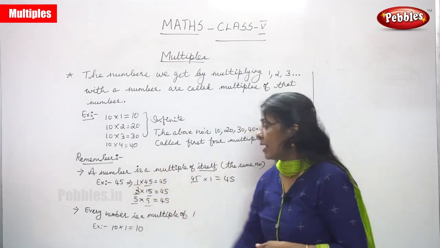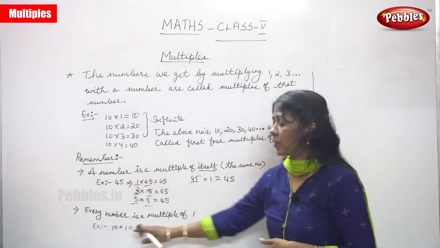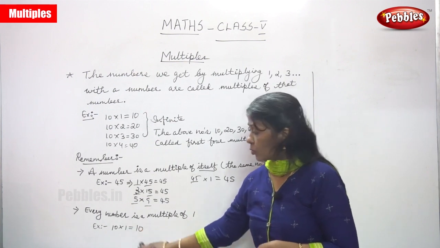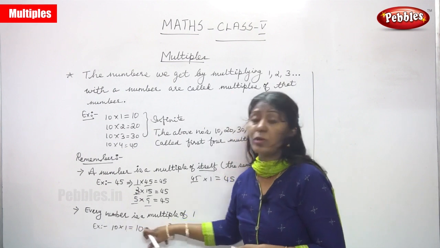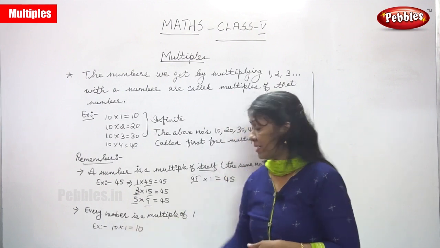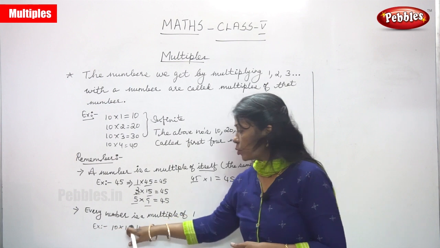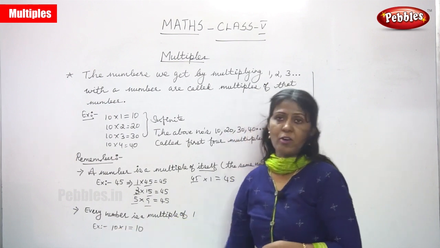And every number is a multiple of 1. So 10 into 1 gives 10. So 1 is a multiple of 10. 1 is a multiple of 10, because 10 into 1 only gives 10. So every number is a multiple of 1. 10 into 1 gives 10, so 1 is a multiple of 10.